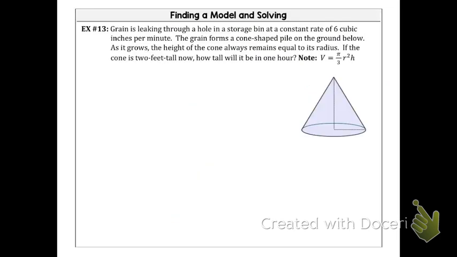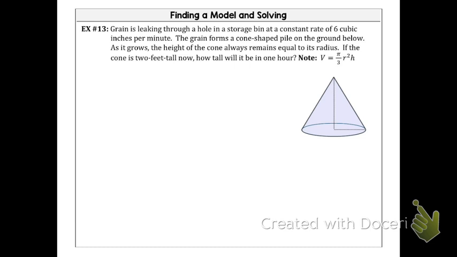All right, then 13 says grain is leaking through a hole in a storage bin at a constant rate of 6 cubic inches per minute. The grain forms a cone-shaped pile on the ground below. As it grows, the height of the cone always remains equal to the radius. If the cone is 2 feet tall now, how tall will it be in 1 hour? Note that the volume of a cone is pi over 3 r squared h.